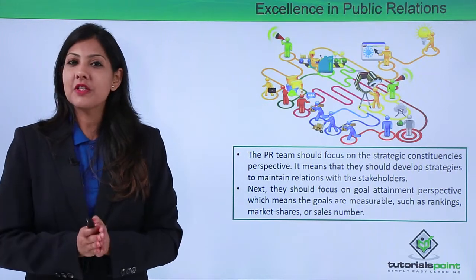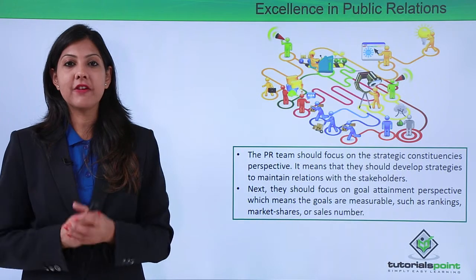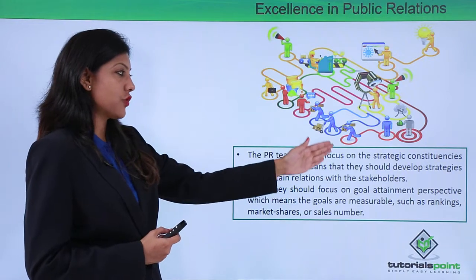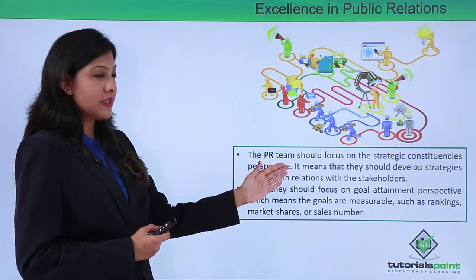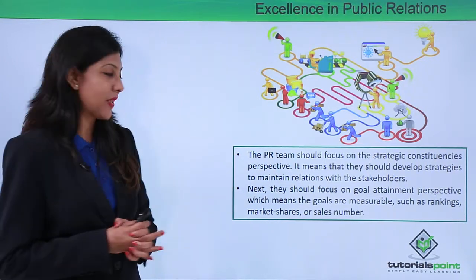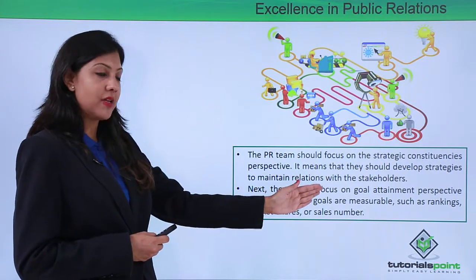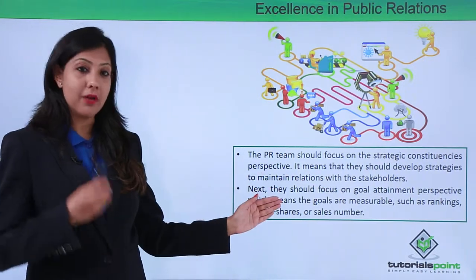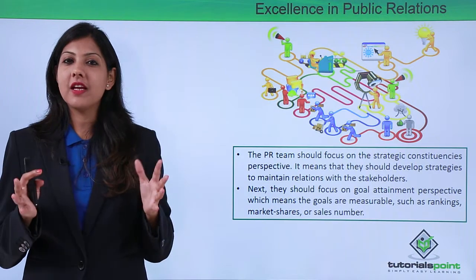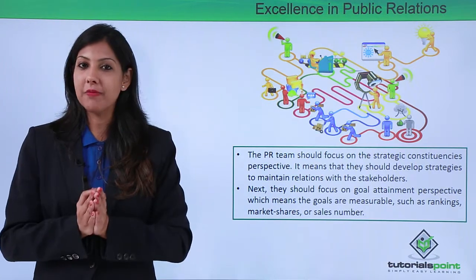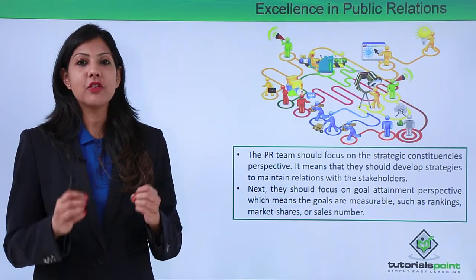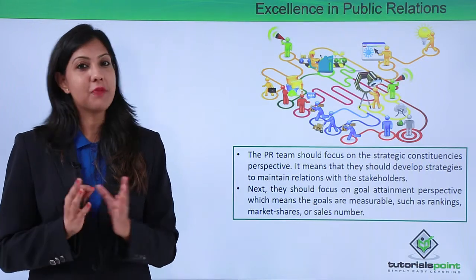Now it is very essential to understand how you excel if you are doing public relations. There are different ways of doing it. The PR team should focus on the strategic constituencies perspective, which means that they should develop strategies and maintain good relations with the important stakeholders in their company. The next is the goal achievement perspective, which means that the goals should be measurable, such as rankings, market share, sales numbers, etc. Everything should be in line with the goals and the mission of the company, the profit it wants to achieve, the sales numbers, etc. When all of that is clear, the public relations officer can really work towards building a positive image for the company.